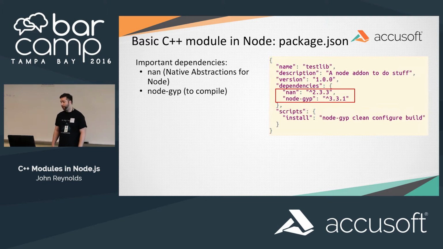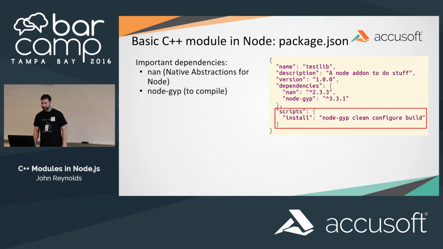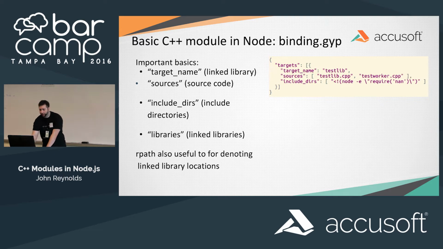There's nan, which is the Native Abstractions for Node library, and the node-gyp library. That is a Node version of the GYP program that is used in Chromium to handle all their build stuff. In addition, we have an install script here to run node-gyp. You don't have to add clean to this. This is just for making sure it's all nice and tidy. But that will automatically clean your build, configure it, and then actually execute the build.